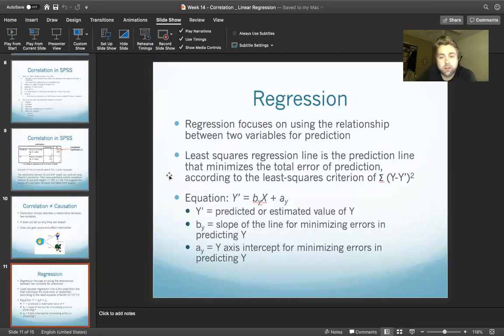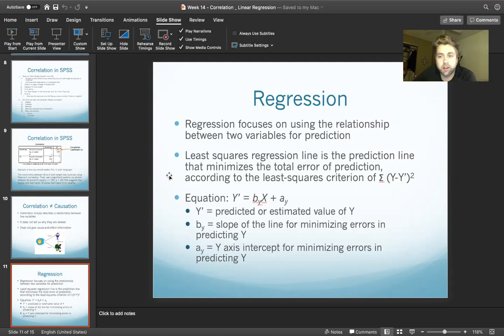So regression focuses on using the relation between two variables for prediction. The least squares regression line is the prediction line that minimizes the total error of prediction according to the least squares criterion, which I'll talk about more when we do office hours on Wednesday. And essentially, you're coming up with the equation that you do for a line, right? Like y equals mx plus the intercept. And so y is the predicted value of your variable. B will be the slope of your line.